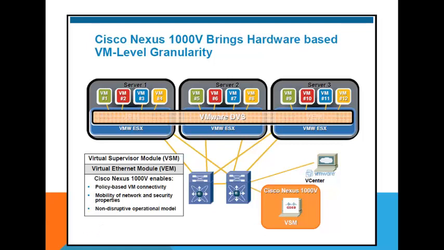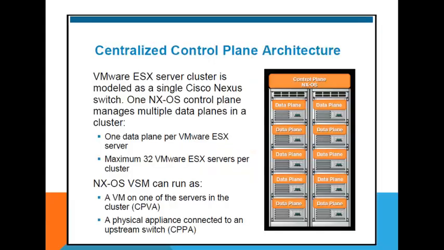No. It will not affect the data flow that is going from VMs. The data plane will be up and running. So what we get is a centralized control plane architecture. There is a centralized control plane architecture. This is what we call a supervisor module, VSM, which has got multiple data planes. Each data plane is a separate ESXi. So this is the picture we get when we have Nexus.